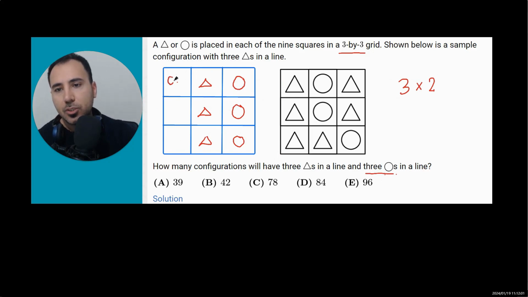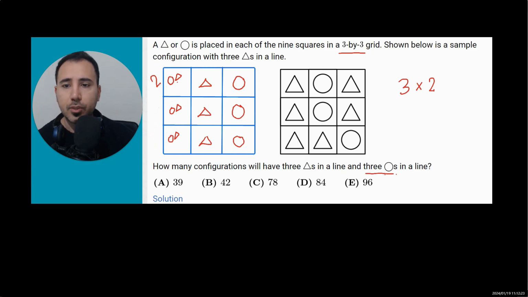So how many ways can we fill this? Remember, this one has 2 options, this one has 2 options, this one has 2 options. So is it 6 options? No, it's 8 options because we multiply: 2 options for this, multiplied by 2 options, multiplied by 2 options. So here it has 8 options in total.